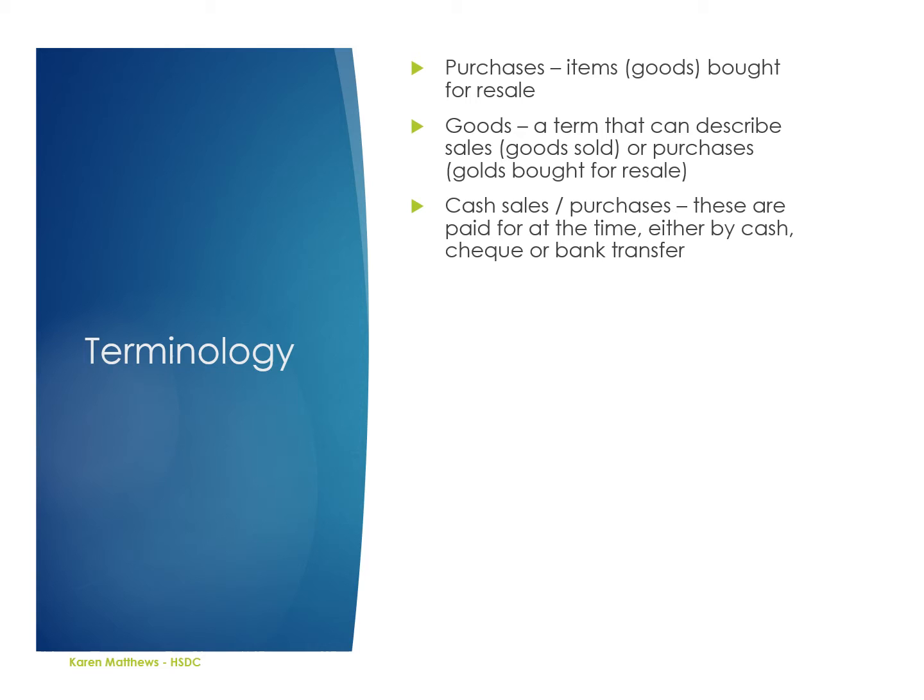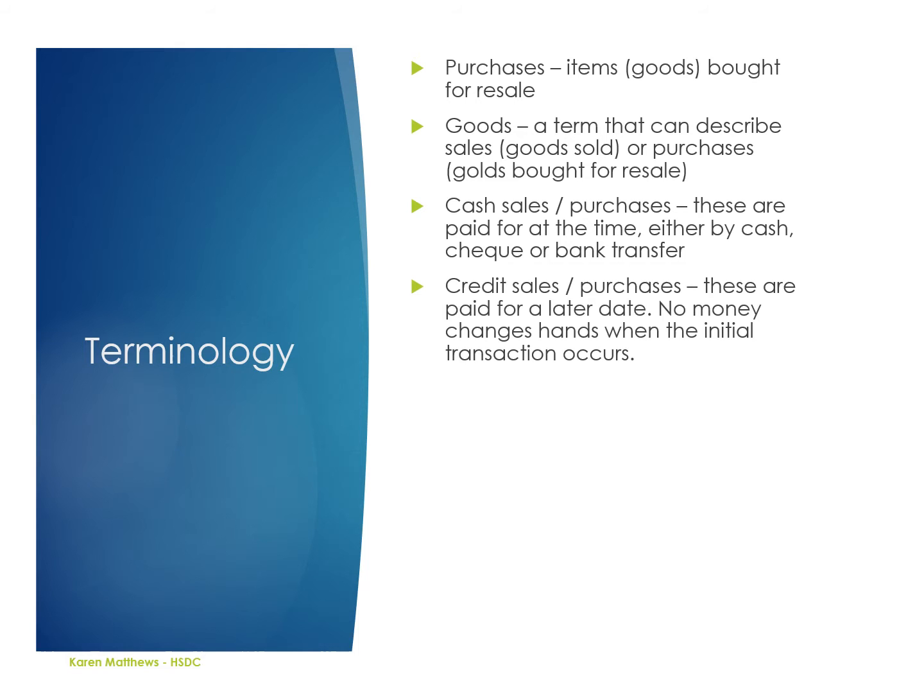So with these transactions, the double entry is always going to be between the bank and cash account, and then either sales if it's sales or purchases if it's purchases.